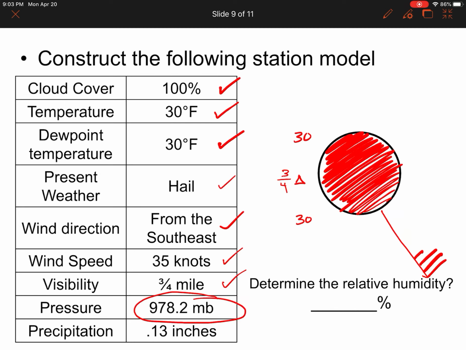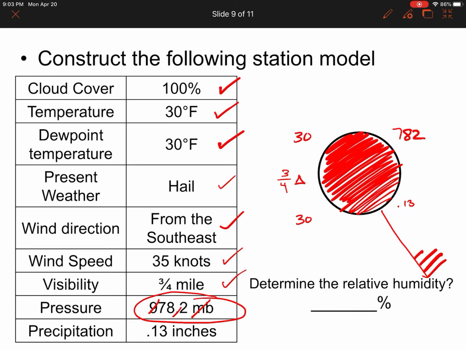All right, pressure, here we go. We've got to convert it, right? So you lose the 9, lose the decimal, and lose the unit. So you're going to write 782. That's where the pressure goes. And then the last one, precipitation, goes in the bottom right.